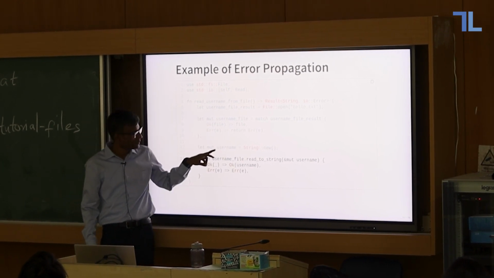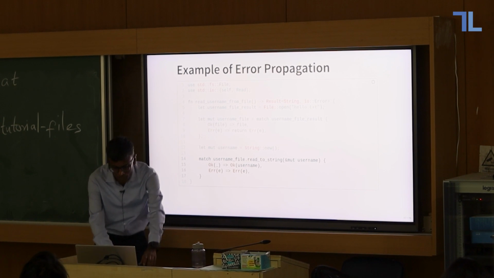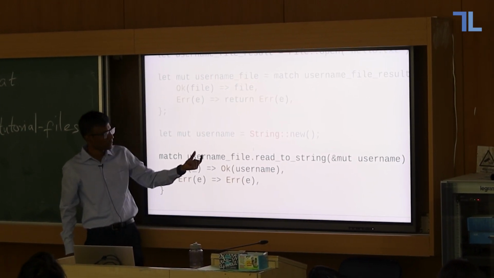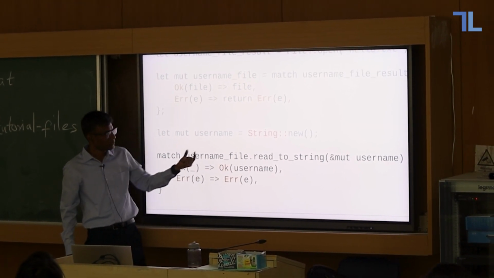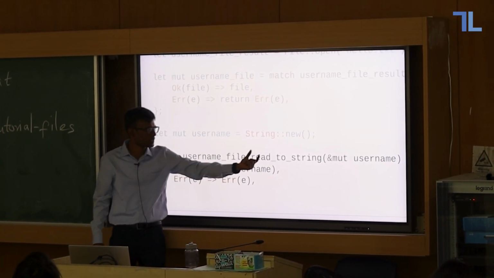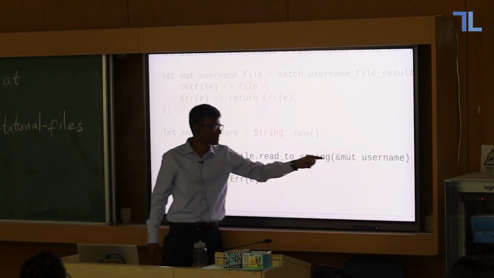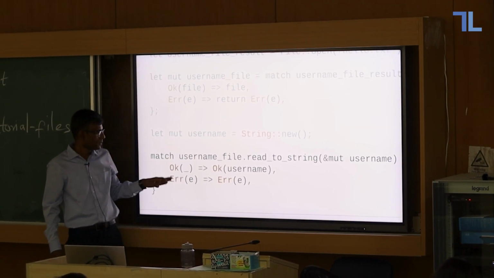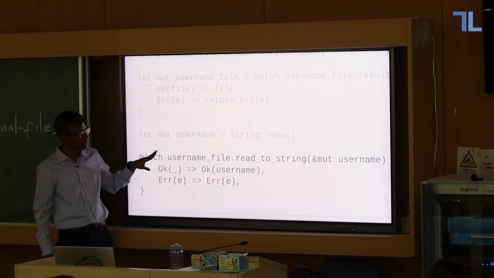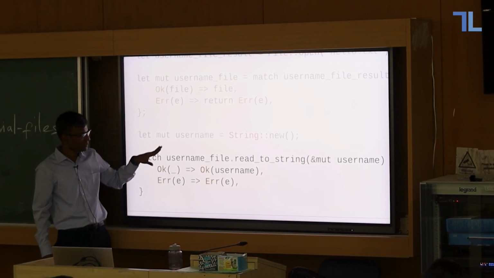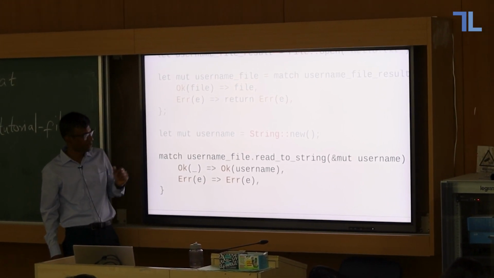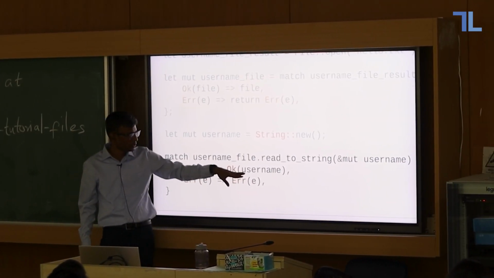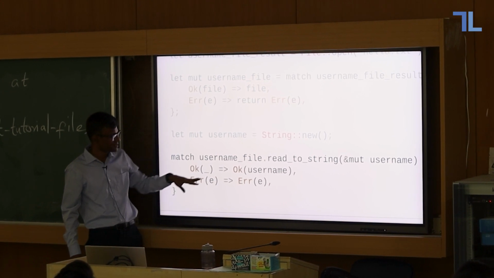Then I create a mutable variable, a new string. Then I am reading this file into that string. The read to string takes the mutable string as an argument, and the file is being read into that string. Again, this can fail because the file may be too big to fit in that string. Maybe the computer runs out of memory, it's a 1 terabyte file and you have only 8 GB RAM. So again, this can also fail. If it succeeds, I return Ok username, and if it fails, then I return the error.